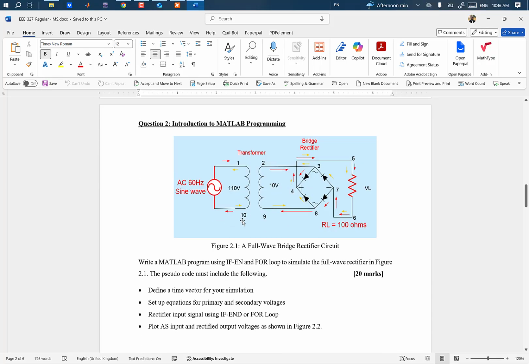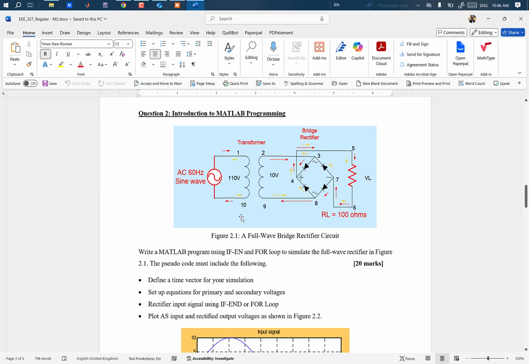And then in question 2, a diagram of a full wave rectifier was given with an AC input voltage to the transformer, and the transformer is supposed to be a step down transformer. And then there is a bridge rectifier, and then there is a load.